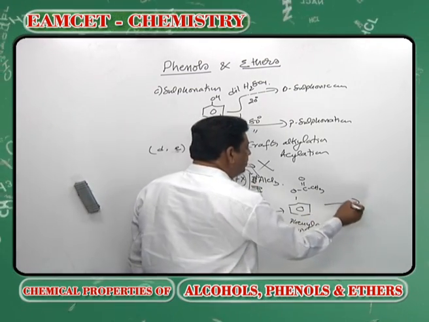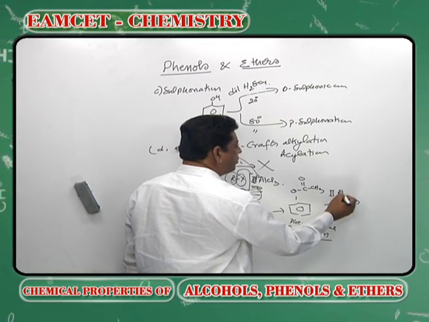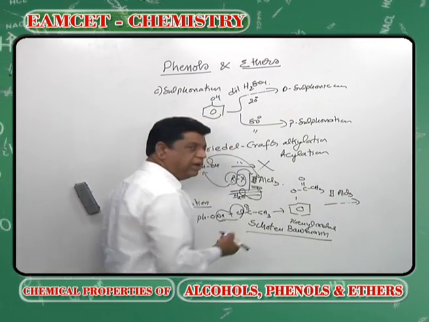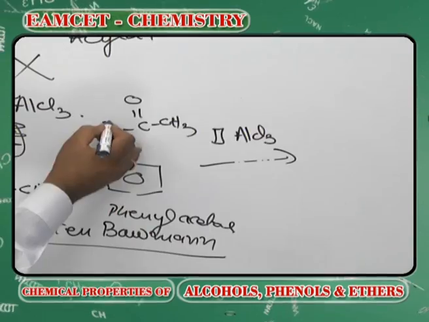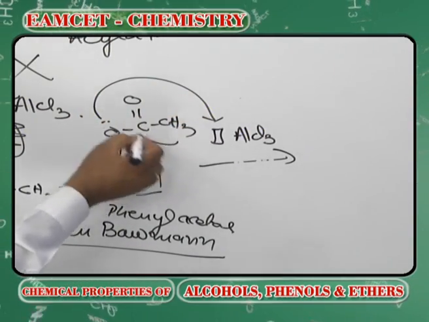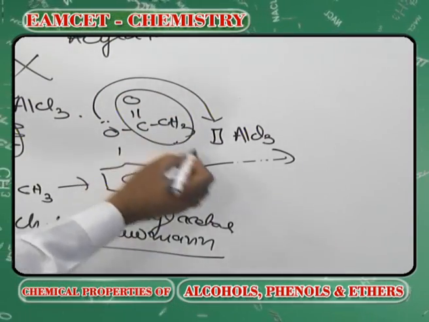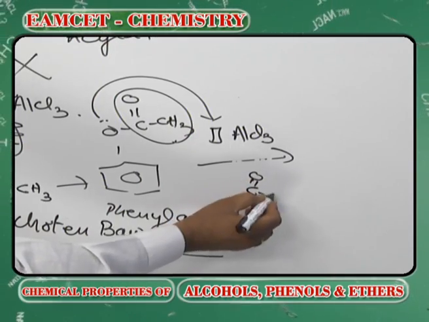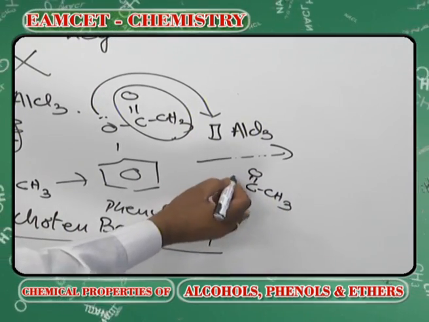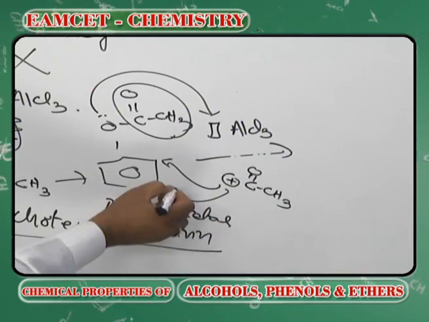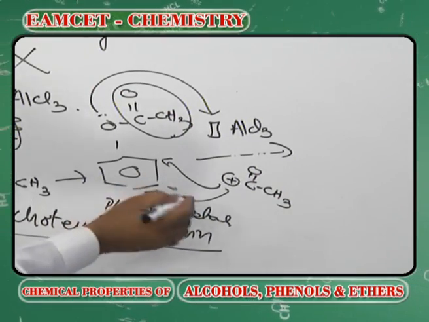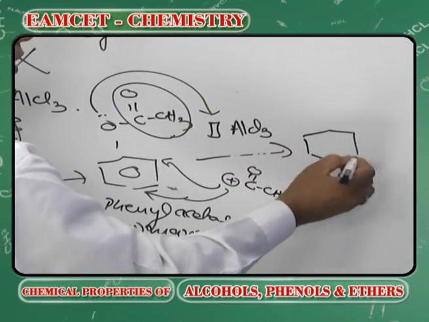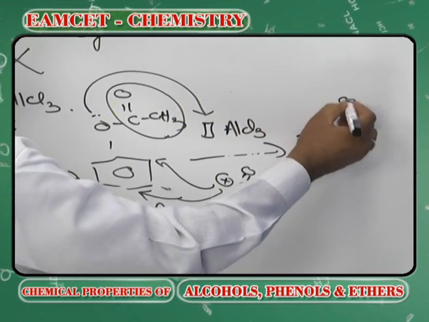This ester, when you heat it with anhydrous aluminum chloride, now see the role of aluminum chloride. The lone pair on the O will be attacking here. This whole group will be detached as a CO and the CH3. This works as an electrophile and goes to the ortho and the para. So what you will get is an ortho-acetylated phenol.